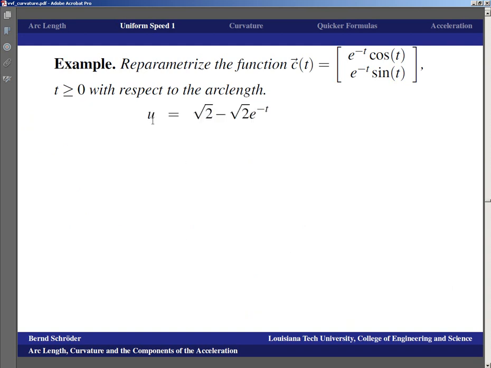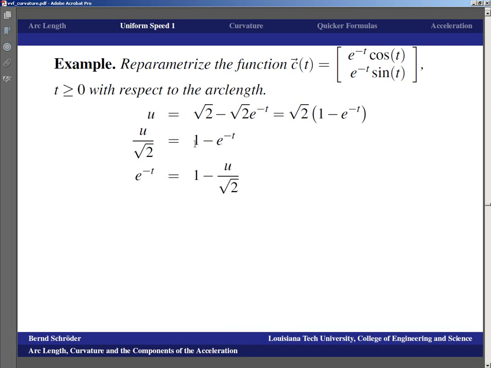Now what we need to do is take our arc length, which is root 2 minus root 2 e to the negative t, and solve for t. All right, so the arc length is root 2 times quantity 1 minus e to the negative t, and we can divide by root 2. So u over root 2 is 1 minus e to the negative t.